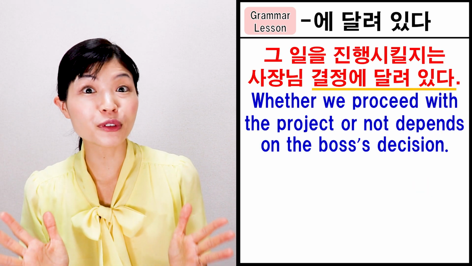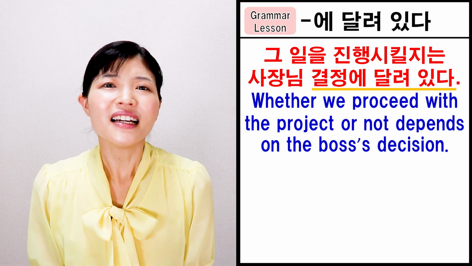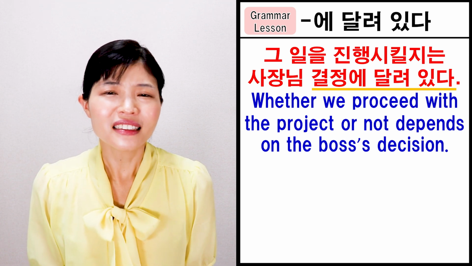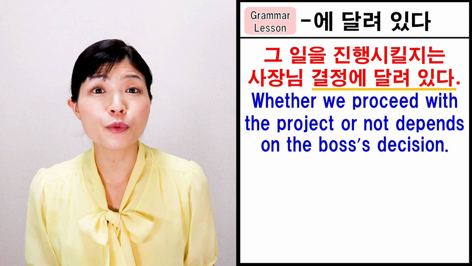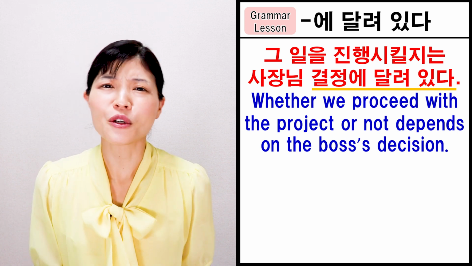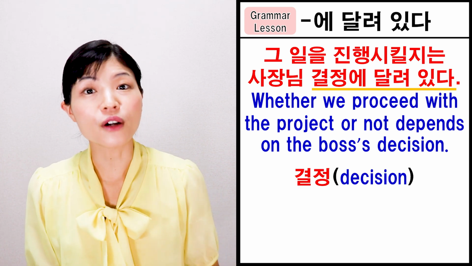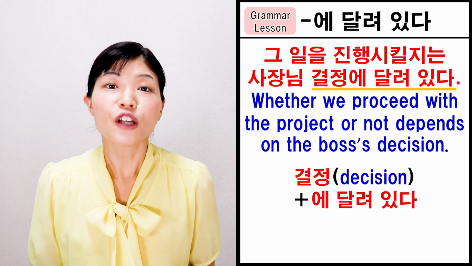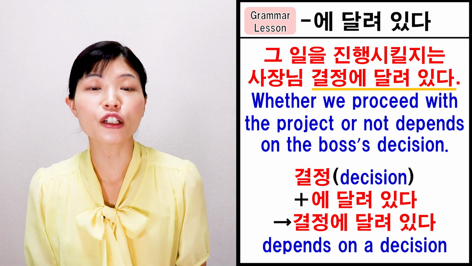Then let's read a sample sentence to see what it depends on. 그 일을 진행시킬지는 사장님 결정에 달려있다. Whether we proceed with the project or not depends on the boss's decision. You wonder what kind of decision that boss would make, right? Here, 결정, decision, is a noun. So you add 에 달려있다 to make 결정에 달려있다.